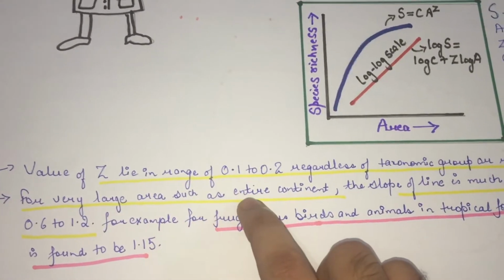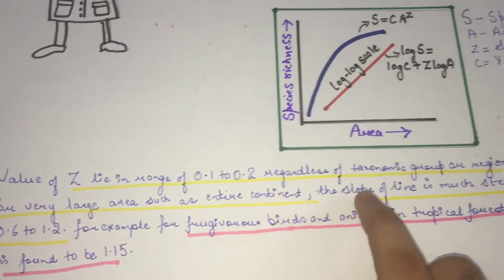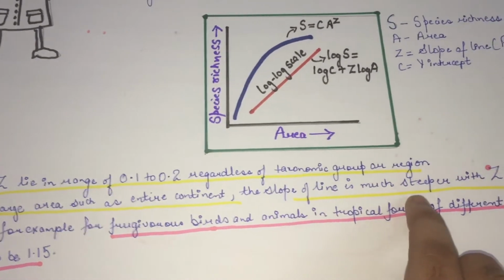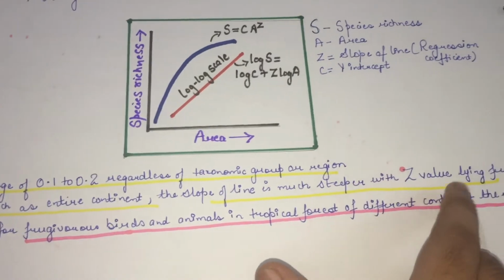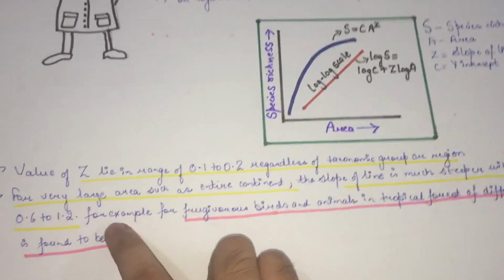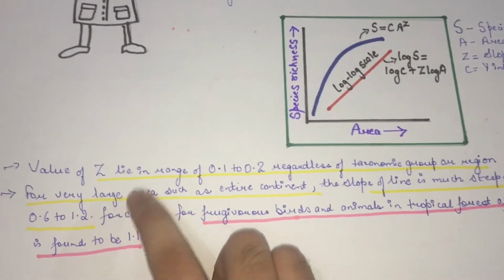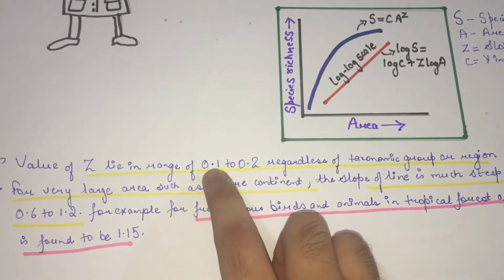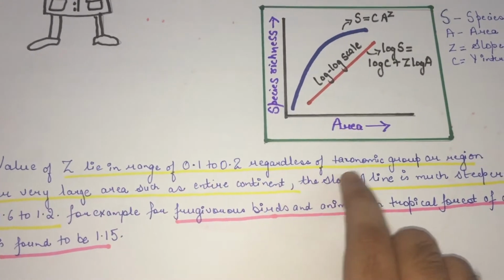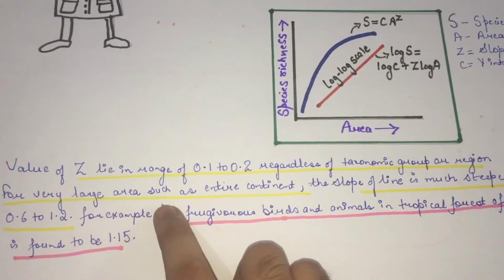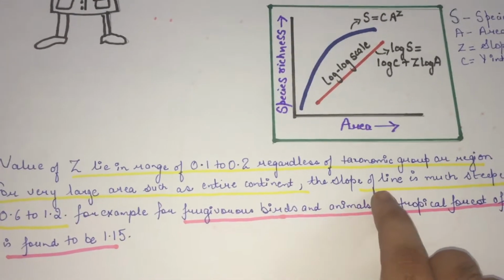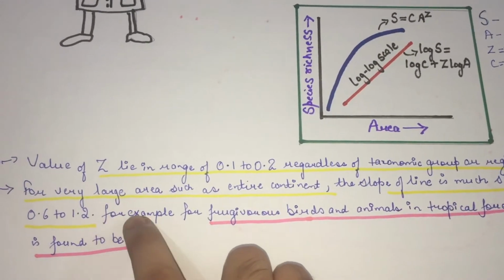For very large areas such as entire continent, the slope of line is much steeper, with Z value lying from 0.6 to 1.2. So Z value, it will lie in the range from 0.1 and 0.2 regardless of taxonomic group. But for very large areas such as entire continent, the Z value would be 0.6 to 1.2.